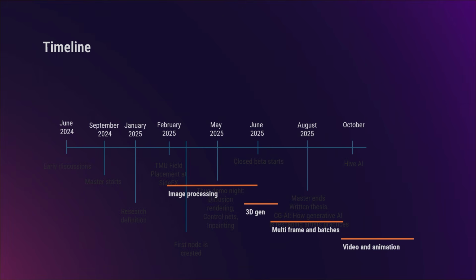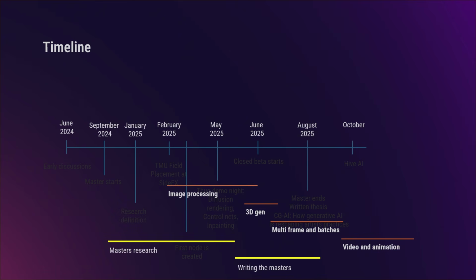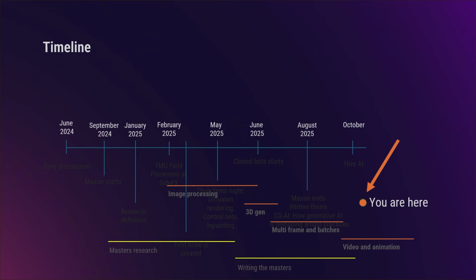To give you an idea of what I explored throughout this process, from February to June I did a lot of image processing workflows. Then in June, we took a look at 3D generation. Later on, we looked at multi-frame and batches using ComfyUI. And just now, we started looking at video and animation. Throughout that process, I was doing a lot of master's research, and then I wrote my thesis in a couple of months and delivered it. And here we are at HIVE AI in October, and now I'm reporting to the community what I've been doing with this.